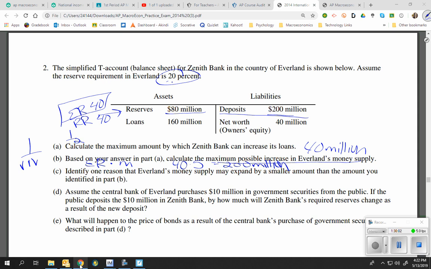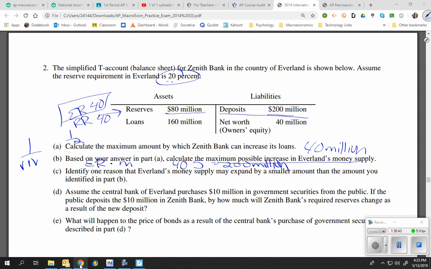On D, it says, assume the central bank purchases 10 million of government securities from the public. If the public then deposits 10 million in the bank, how much will the required reserves change by as a new deposit? Well, required reserves is a fraction of deposits. The percentage doesn't change. It doesn't say the required reserve ratio. Okay, that's fine. I'm looking for a number here.